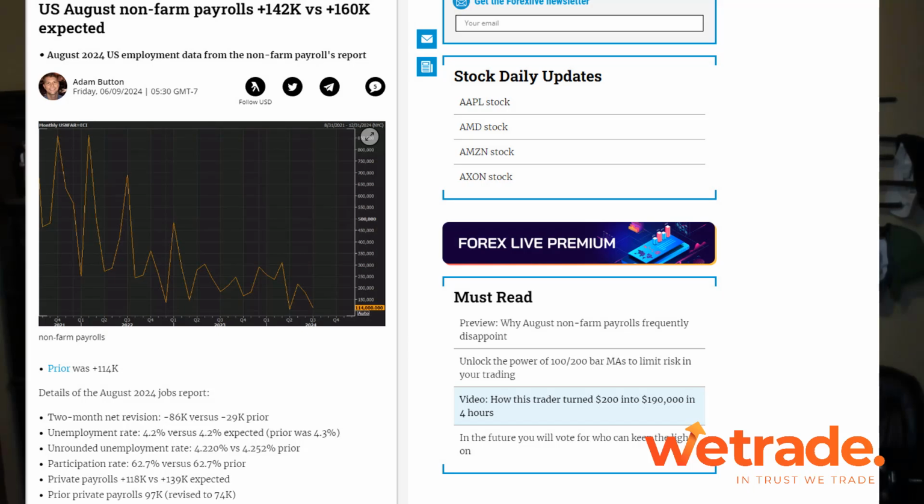The unemployment rate, however, did dip to 4.2% from 4.3%. That gave them some hope, I guess. But overall, it wasn't a disaster, but it's certainly showing slower growth and supports a Fed decision. That decision will be a debate between 25 or 50 basis points.